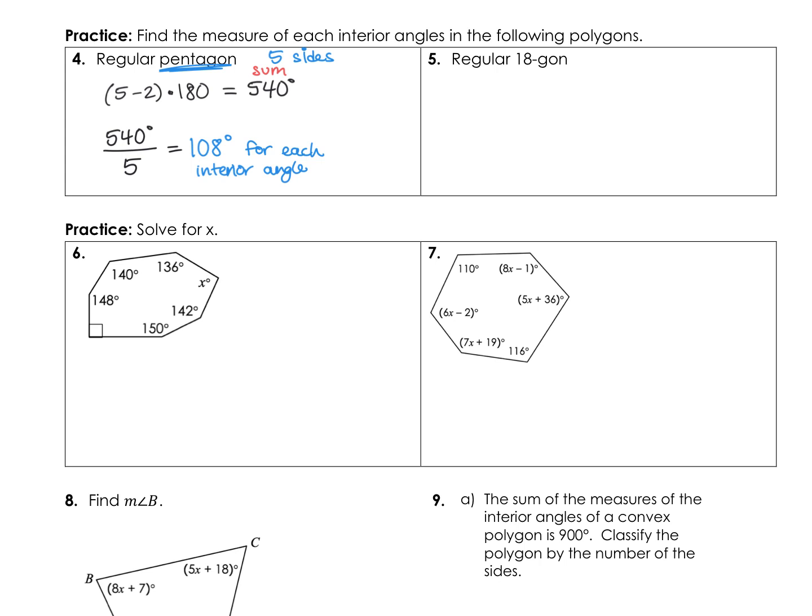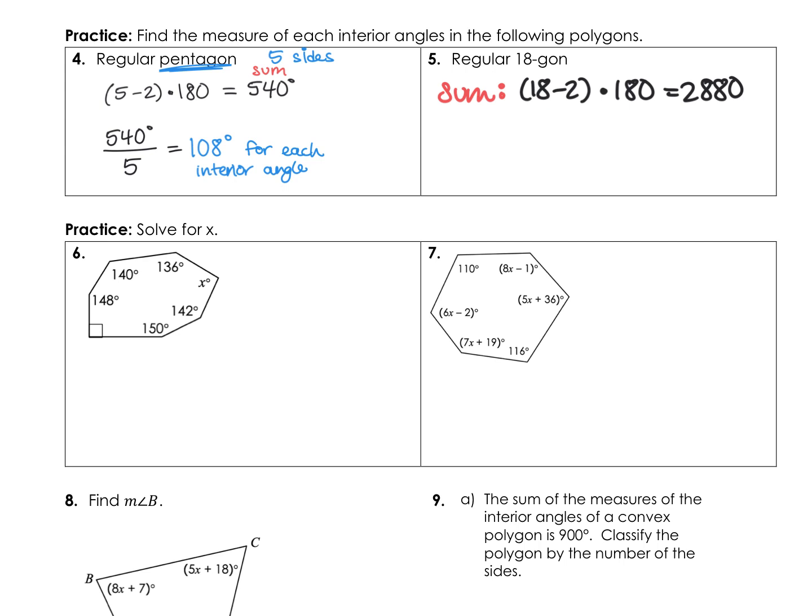Can you please try the next one? It is an 18-gon. You don't have to memorize these. You just have to know that if I have 18 sides, then it would split up into 2 less triangles. You can find the sum and divide. So the sum is going to be 16 times 180. So 16 times 180, you should have this big one here, 2880.